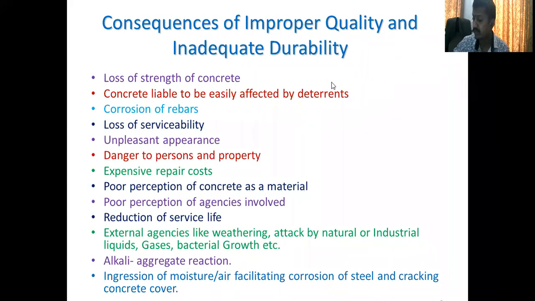Years, 50 years, whatever you have designed, at least for 50 years we are designing. So at least for 50 years that structure must sustain that particular period. But if you have improper quality and inadequate durability in your concrete structure, it will hamper a lot. Okay, it will reduce the service life. Then ingress of moisture and air, which leads to corrosion of the steel and cracking of concrete covers.